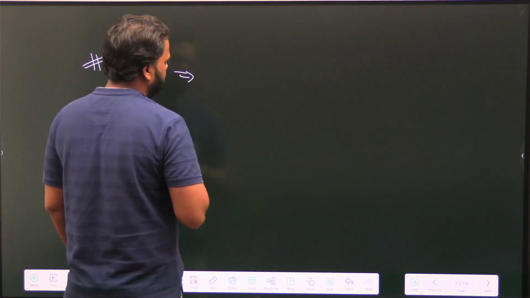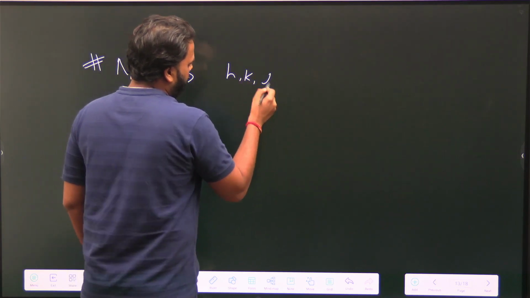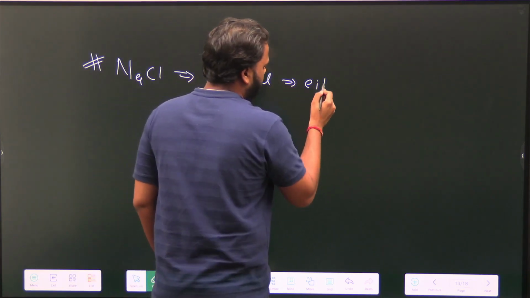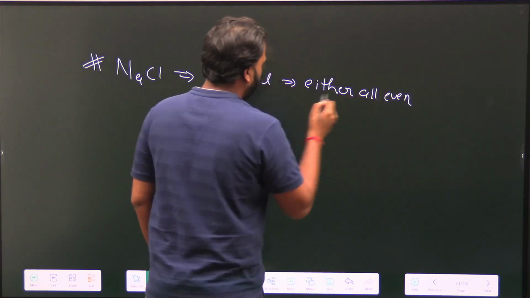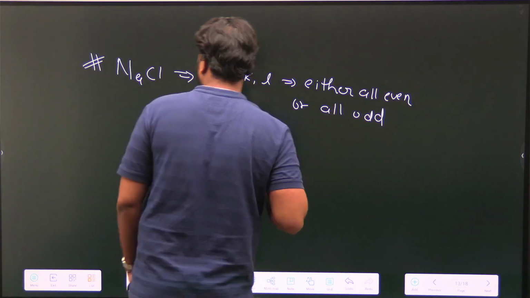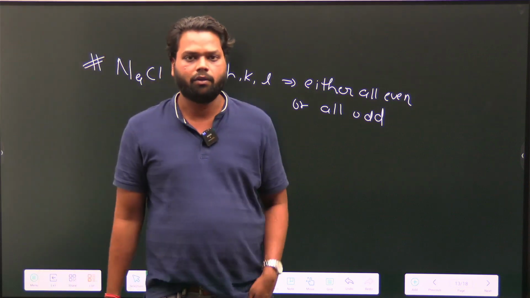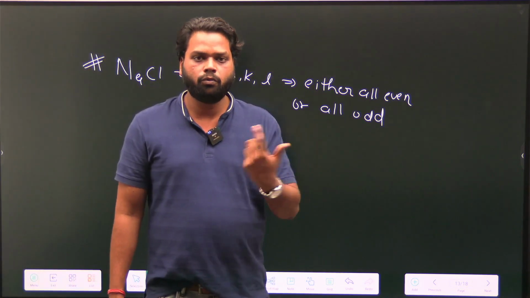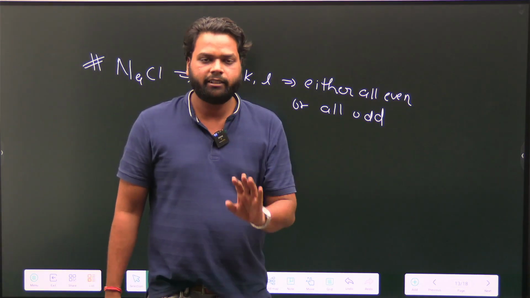What does FCC say? H, K, L either all even or all odd. Okay, and mixed are absent. Let's see the four options. 2 2 1, right? 2 2 1, option C, will not give the peak because it is a mix. 2 2 1, 2 is even, and 1 is odd. Clear है सबको, everyone?